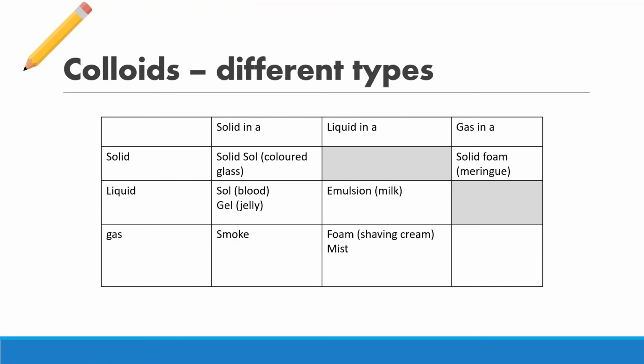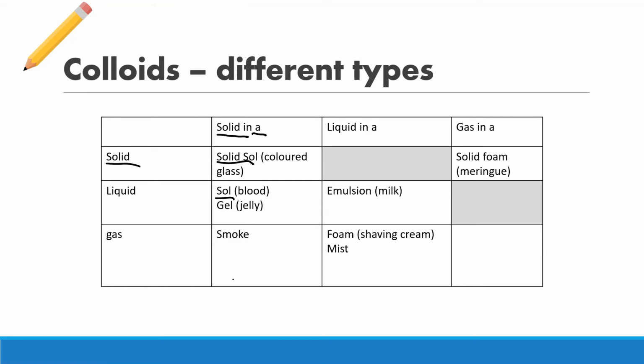All right, I'm going to explain how to read this, because this is a weird graph. You might not be comfortable with how to do this. We're going to start with solid. If you put a solid in a solid, you would get a solid sol. An example of a solid sol would be something like colored glass. Colored plastic is also in here as well, but it's essentially when you mix a solid with another solid. If you take a solid and you mix it into a liquid, you would get something that's just called a sol. It's like blood.